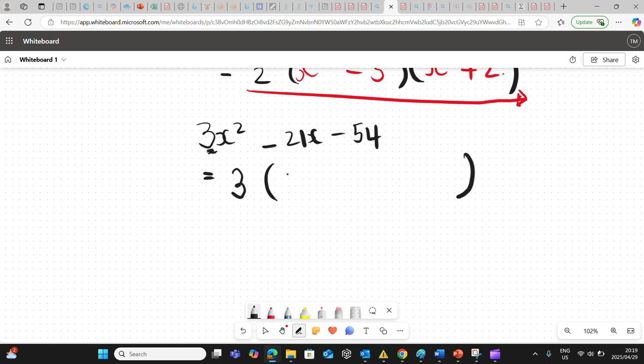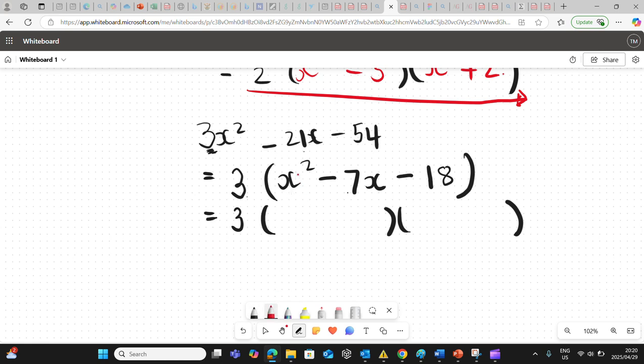then what we get inside of our bracket, we get x squared, because 3 times x squared will give me 3x squared. Here we get a -7, because again 3 times the -7x will give me a -21, and here we get a -18, right? And then we factorize our trinomial, the guy inside of the bracket.